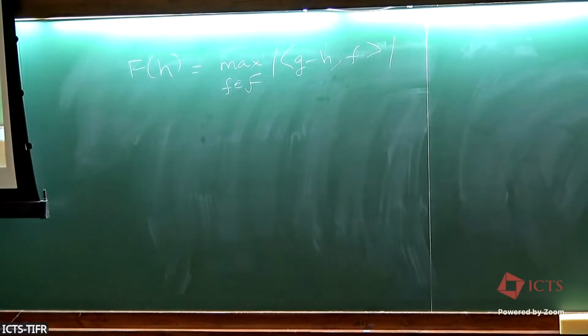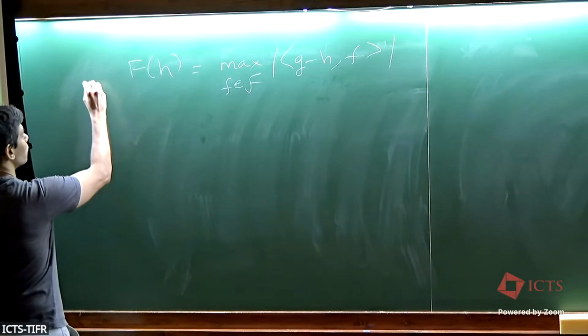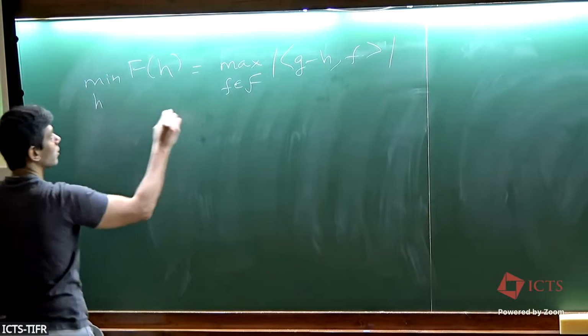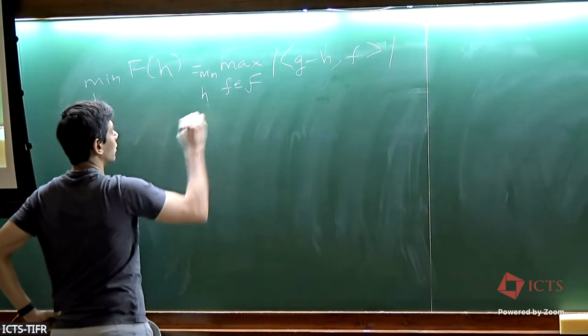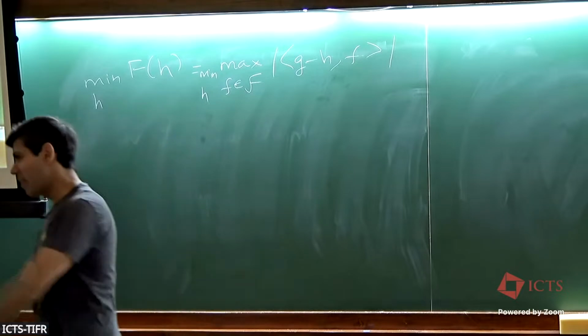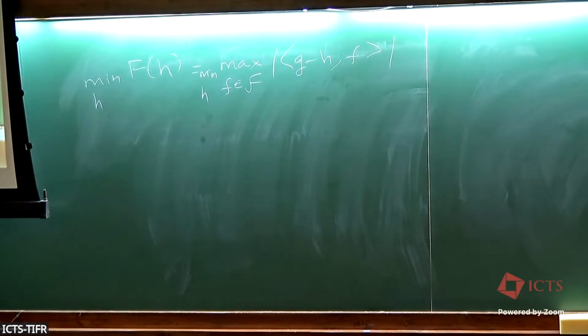Why is this 0? We can take h equals g. If we were minimizing this unrestricted, then the optimum is 0.